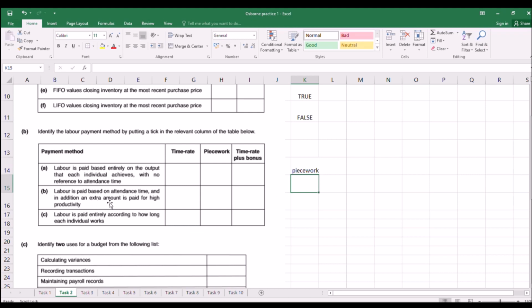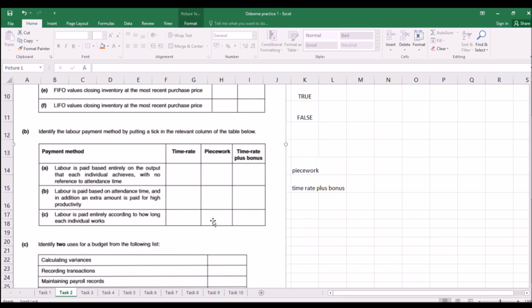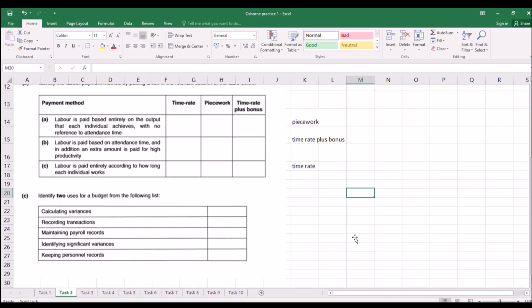Labour is paid on attendance time. So we've got some time rate going on here. And in addition, an extra amount paid for high productivity. So that's time rate plus bonus. And labour is paid entirely according to how long each individual works. So regardless of how much they produce, that's going to be time rate. Okay, so those are those three.